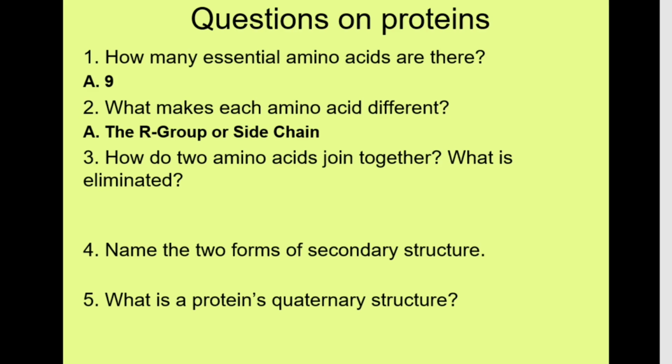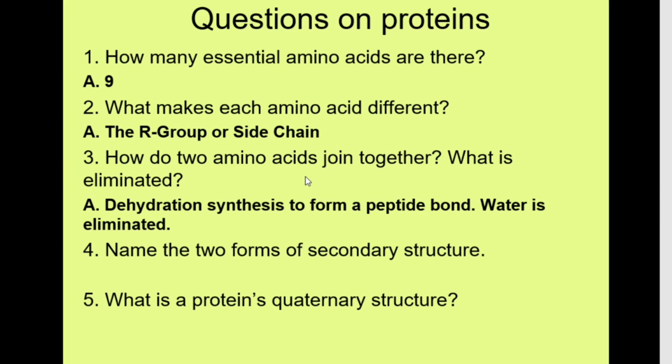Number 3, how do 2 amino acids join together, and what is eliminated? Well, hopefully you would all have got this now, because this is the 4th time that we've talked about it. It's dehydration synthesis. And dehydration synthesis forms our peptide bond between amino acids, and for each peptide bond that is created, a molecule of water is given off or is eliminated.